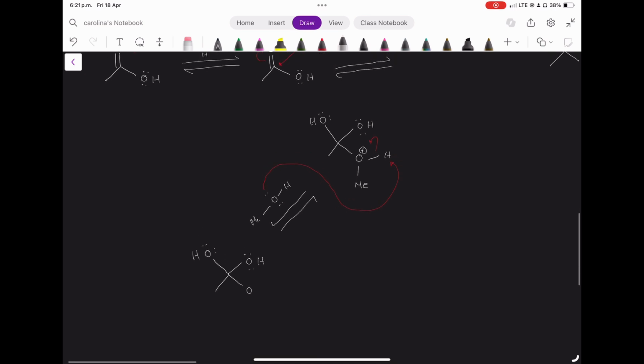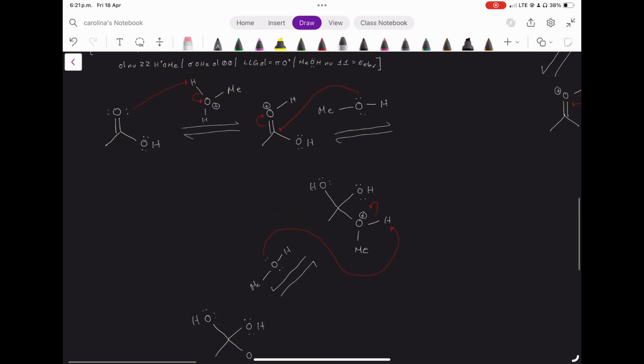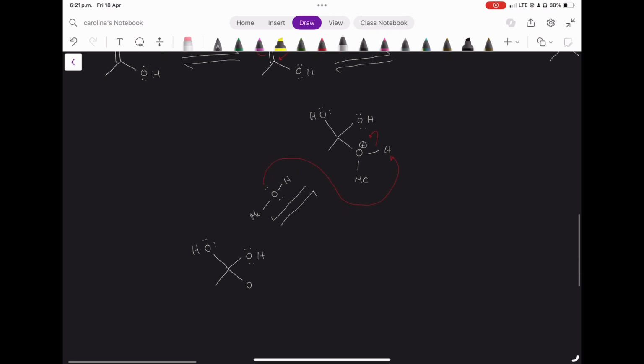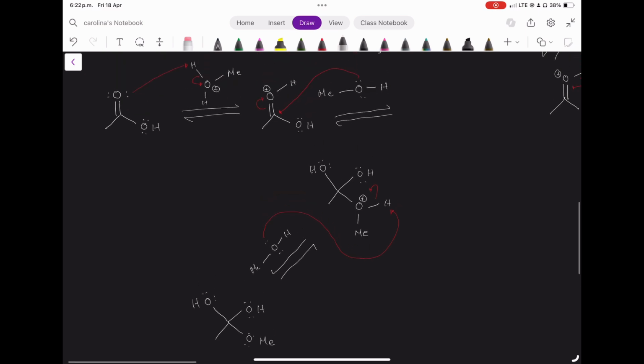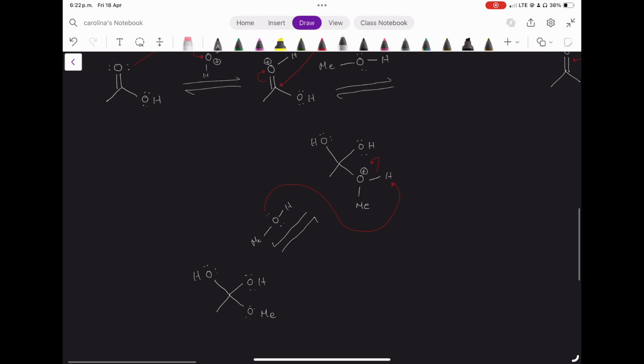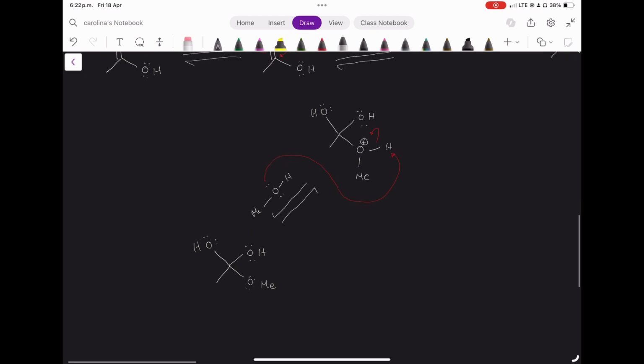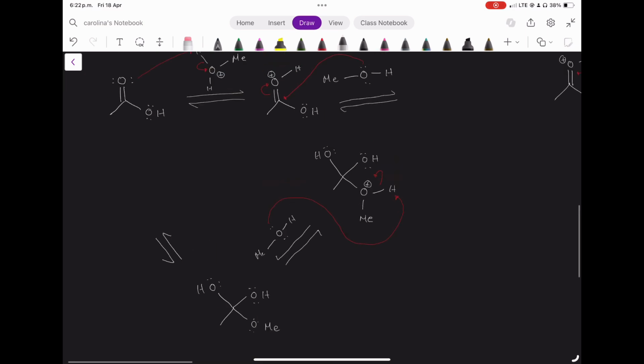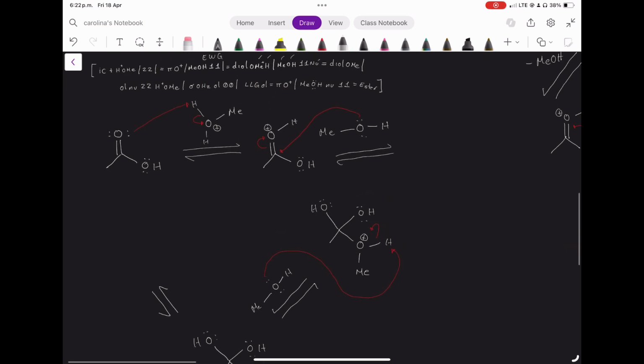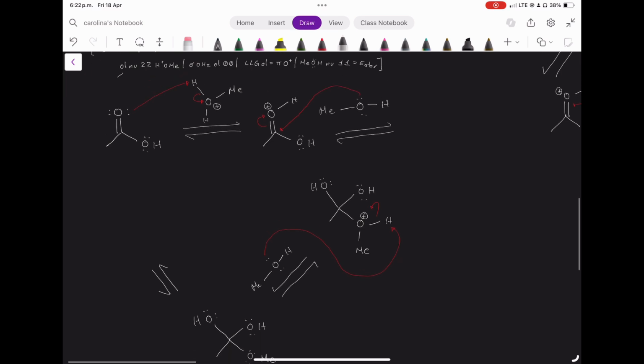Next is the alcohol acting as a nucleophile again. It loves the hydrogen. So I have this time as reagent 1, the protonated alcohol. The protonated alcohol is going to have a shift.